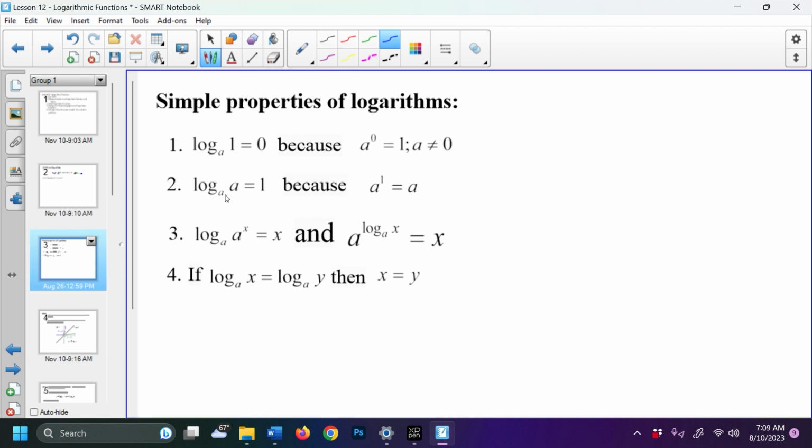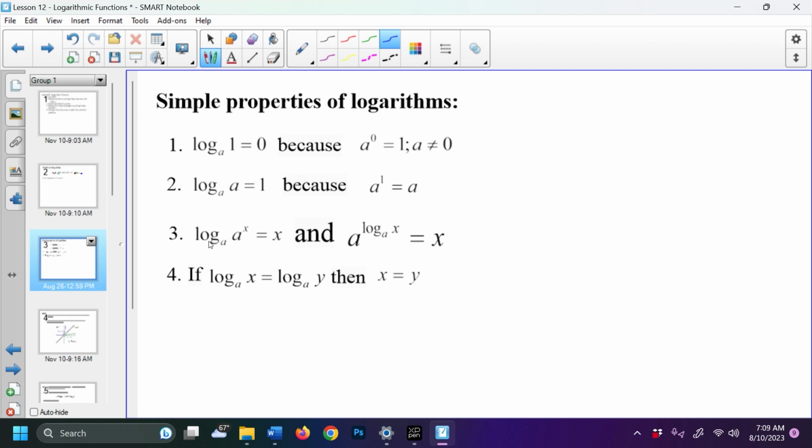Similarly, log base A of a is equal to 1 because I take the base of the logarithm a and I make it the base of the exponent. I take this 1, the value of the logarithm, and make it an exponent. Clearly, a to the first is just equal to a. That's a normal exponential and variable convention that we know.